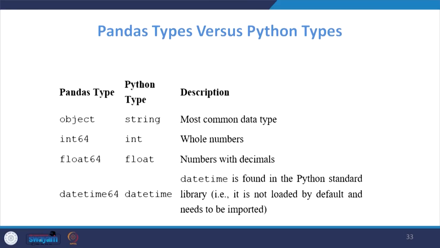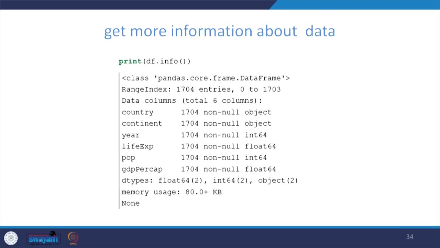This is a classification of types of data from the perspective of pandas and Python. When I say string, it is the most common data type, it is characters. When I say int, it is a whole number, an integer. Float is a number with decimals. Datetime is to represent dates; it is not loaded by default and needs to be imported whenever there is a requirement. We will see that.